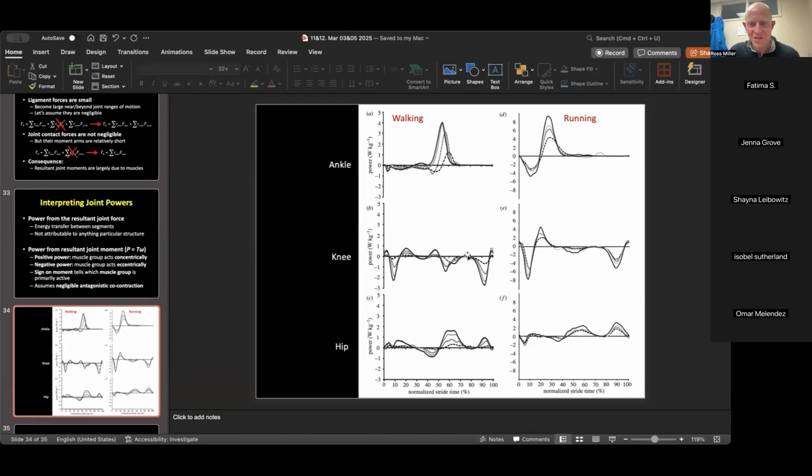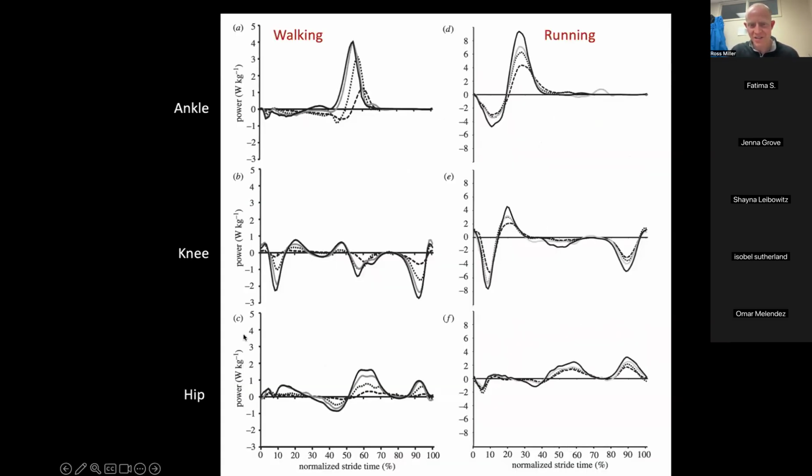So one thing to notice here is that the y-axis is on different scales, which is always kind of a no-no in science. When you're making your graphs and comparing things side by side, make the y-axis the same range. It might look like the powers are actually lower at the hip in running compared to walking, or like you need just as much power at the ankle to walk versus run, which most people would say is probably not the case.